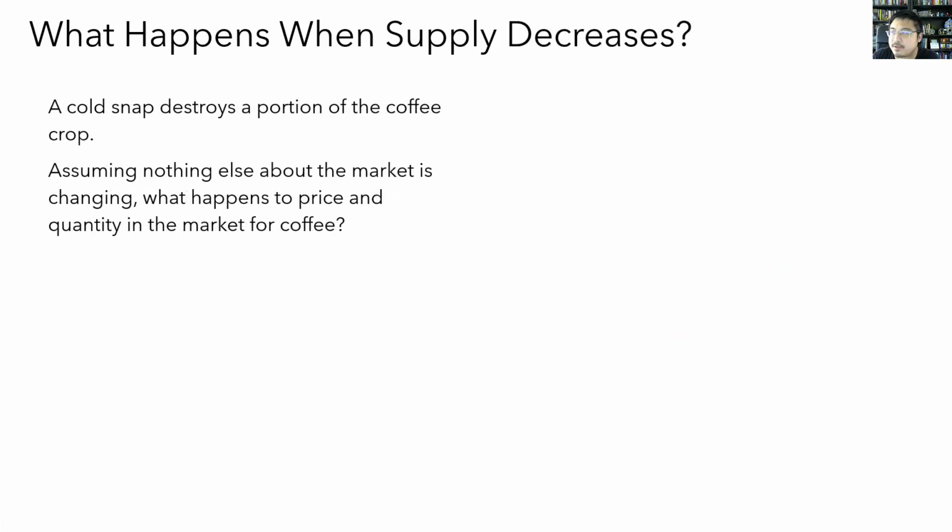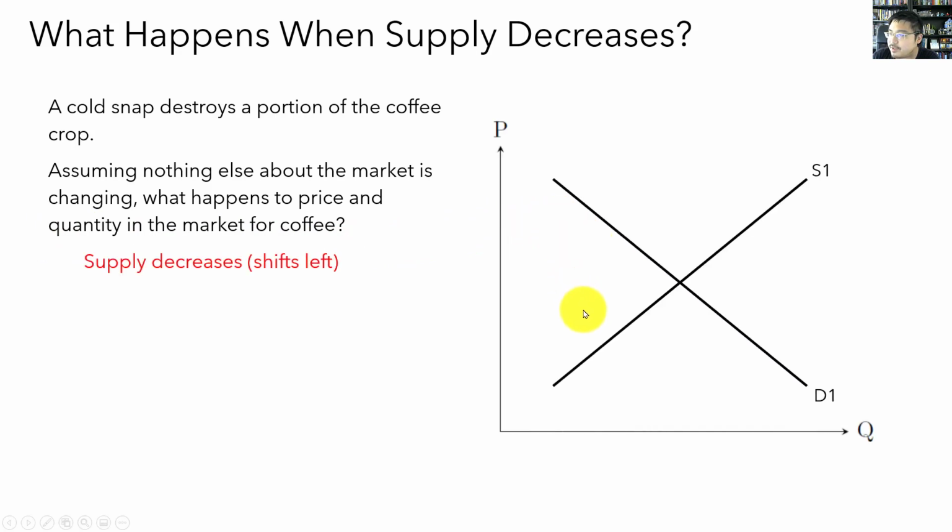So now let's do an example where the supply curve is decreasing. So a cold snap destroys a portion of the coffee crop. Assuming nothing else about the market is changing, what does this do to the market for coffee? All right, so we're going to start by drawing a supply and a demand curve. And we note that since a portion of the coffee crop is destroyed, that's just going to reduce the amount of quantity at any given price. And so the supply curve will shift left like so. Okay, and so then we compare the old equilibrium to the new equilibrium, and we see that price went up and quantity went down.